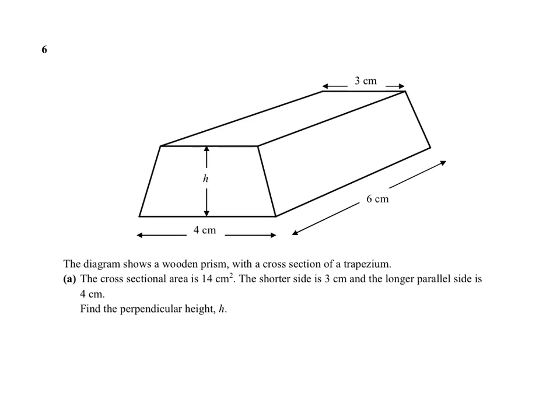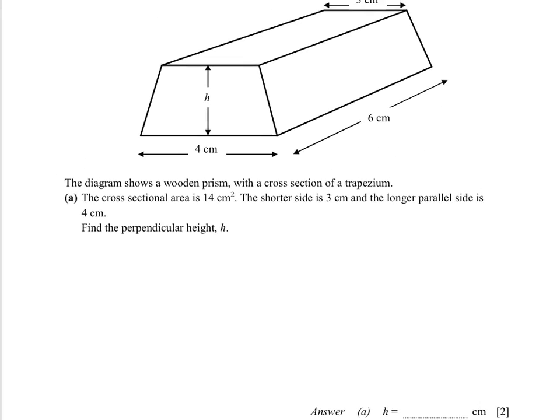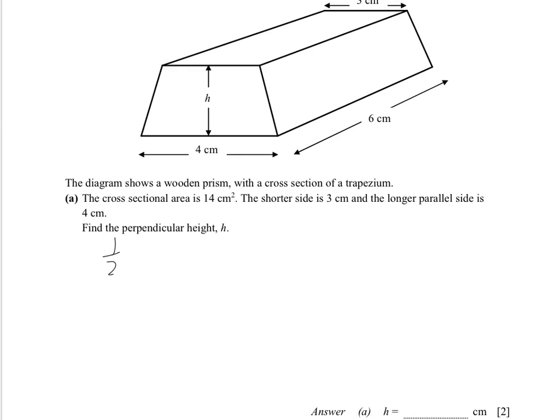This one, as I explained before, can be quite challenging, but just take time to hear me out. For this one, the height here, you're supposed to find. Just recall that the area for a trapezium is half times the short side plus the long side multiplied by h, and that is the area of the trapezium.